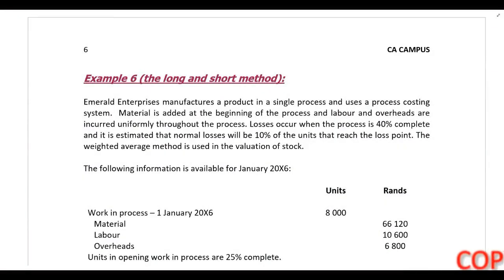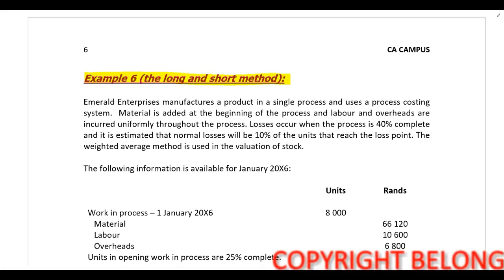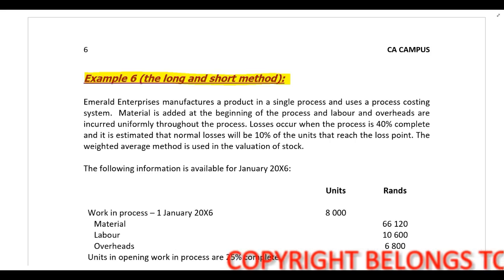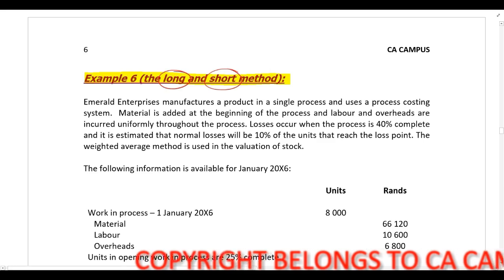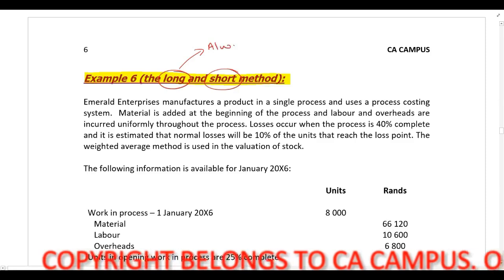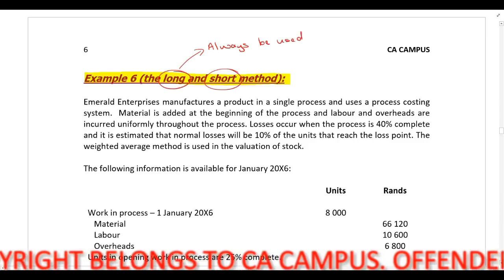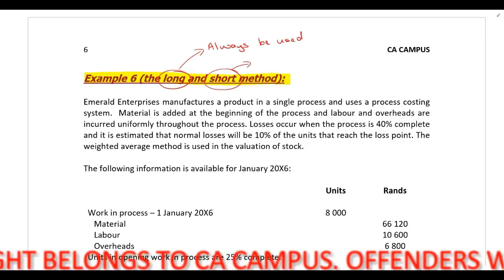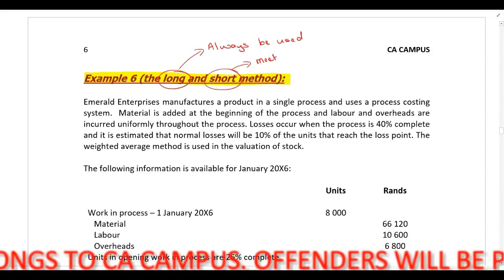We are now going to look at two full examples which will show you exactly how to deal with process costing questions. So first, in example 6, the reason why this example is important is I'm going to show you the long and the short method. Now, what's important to note is the long method can always be used. But the short method can only be used when we meet certain criteria.